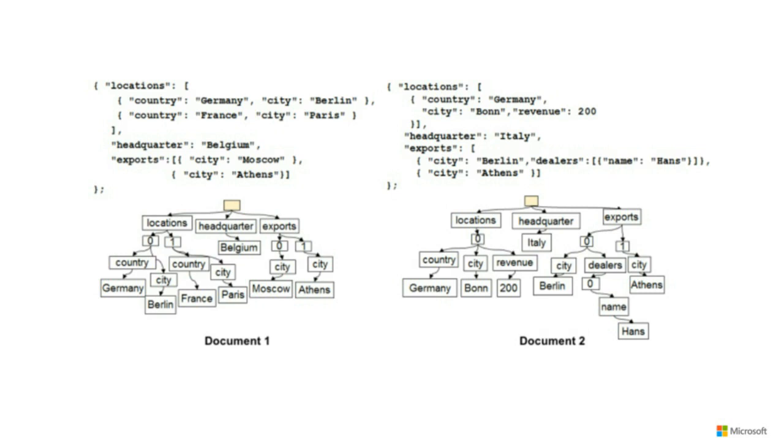Here in this example, I have two different records, and I'm going to use the document-oriented data model just for the sake of example. Notice that these two records have two different schemas. On the record on the left, I have some exports where I just have a city property. On the record on the right, I have a set of exports where I also have, on some of these cities, a set of dealers.